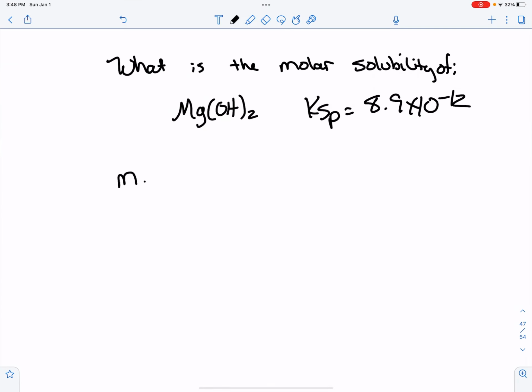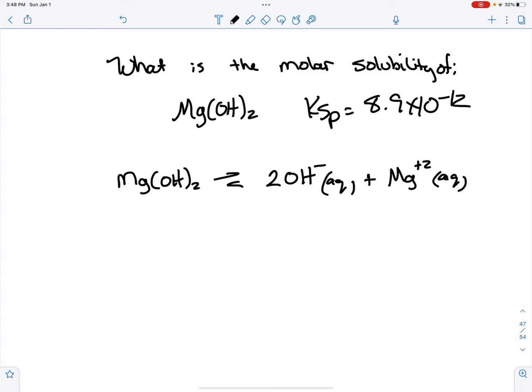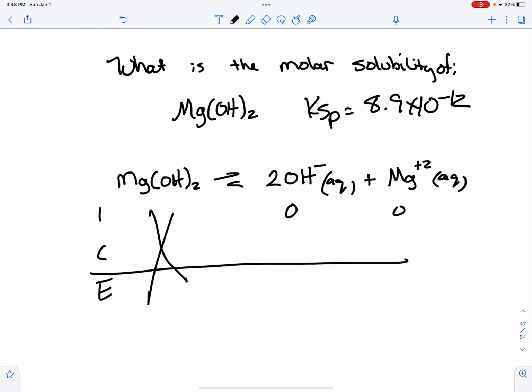So just don't forget with that 2 there, when I break that into ions, that's going to make 2 OH minuses and an Mg2+. If you like the 2+ first, it's totally fine. You can put it that way. I just was trying to emphasize how many OHs there were. ICE, nothing matters here. 0, 0. Don't forget that that's actually 2x. That's 2x. That's x. That's x.